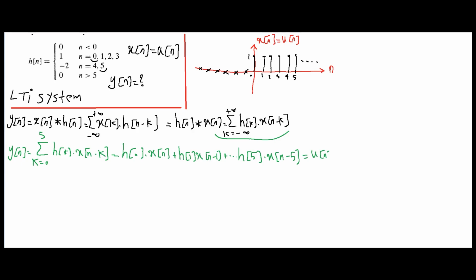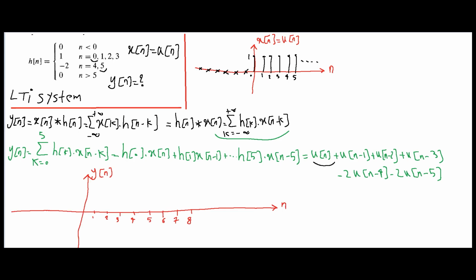Now we substitute the values of h. h at times 0, 1, 2, and 3 is equal to 1. So the result becomes u[n] plus u[n minus 1] plus u[n minus 2] plus u[n minus 3], and h at times 4 and 5 is minus 2. Now we need to draw this one by one to be able to obtain y.